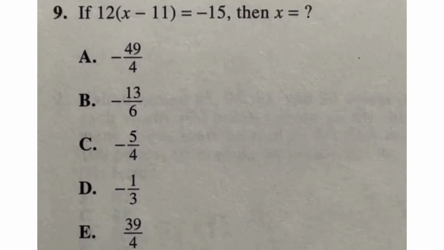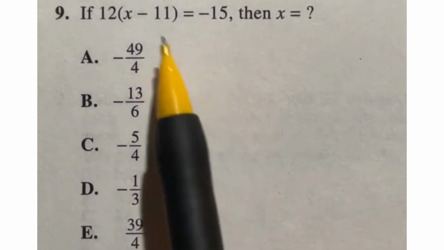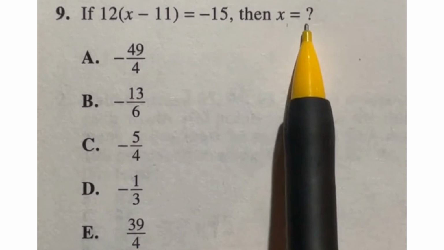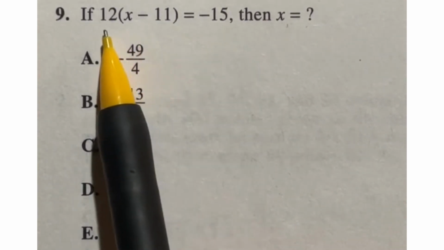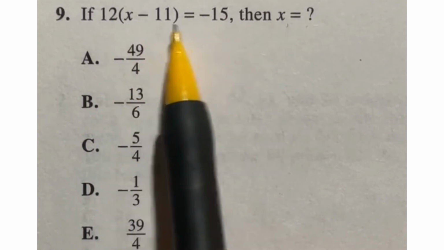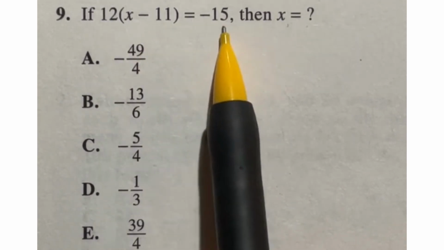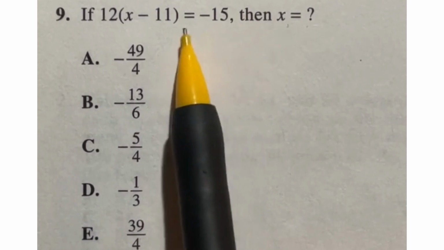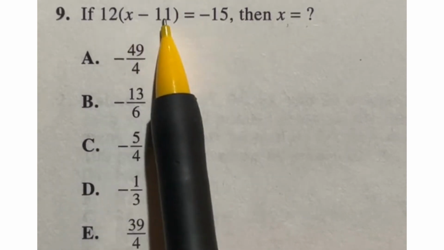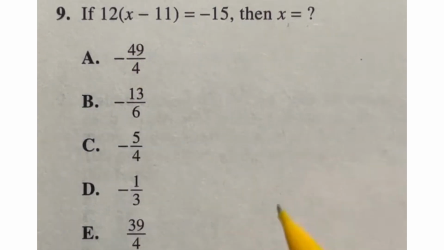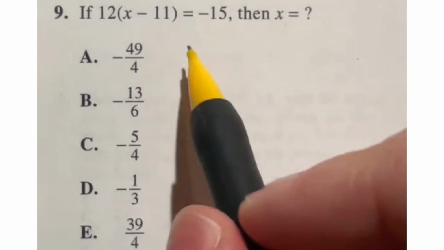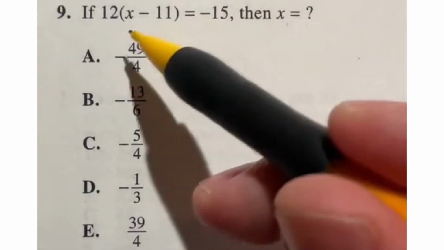So number 9 here is a straight up just computational algebra question where you're solving for x. Now there are two major ways to handle this. You could go ahead and divide both sides by the 12 first and then add the 11 to that fraction. Or you could go about distributing this 12 and then solving for x in like a two-step normal algebra equation.